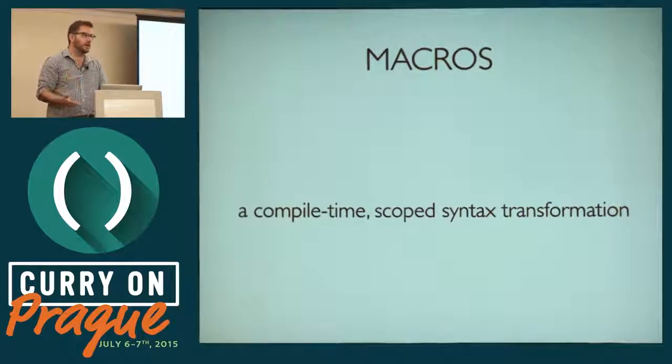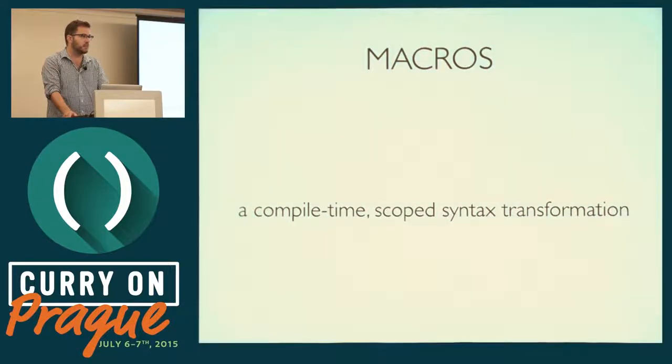Macros are a compile time AST transformation. And so the key thing here is that this happens after reading, but before the code is actually emitted. And it is scoped. It is not a pervasive transform of all the code. It is something that occurs within a given scope of your program.